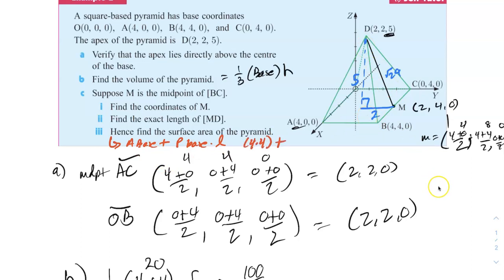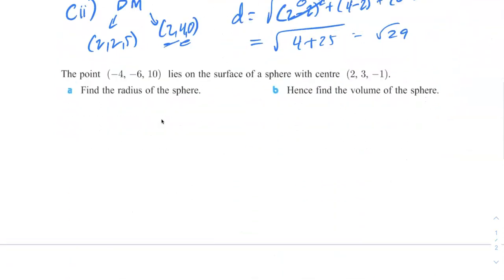Perimeter of the base, it's just add up all the sides. So 4 plus 4 plus 4 plus 4, so 16. And then times that by the slant height, which is radical 29. So I get 16 plus 16 radical 29. Very messy, I know. Sorry about that, I've kind of run out of space. But that's the idea. So let's do one more.